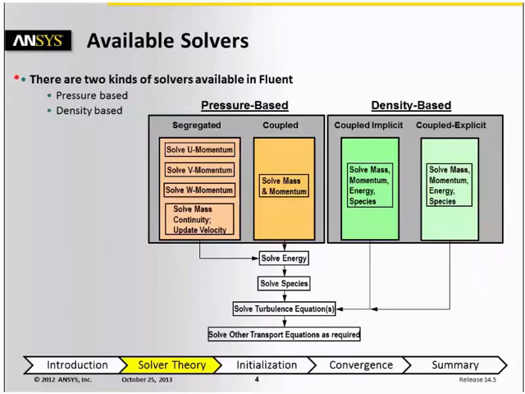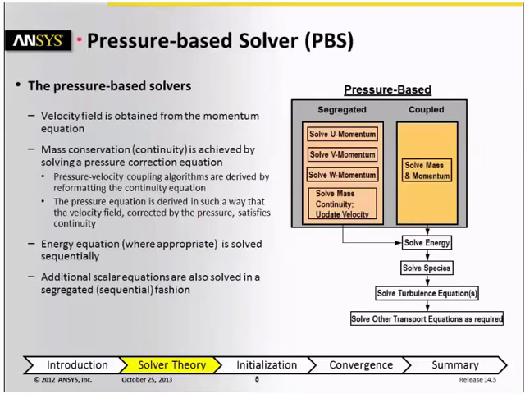In Fluent, there are two kinds of solvers available, the pressure-based solver and the density-based solver. These are indicated in the diagram to the right. In the next slides, we're going to discuss the individual items in the diagram in much more detail. We'll begin with the pressure-based solvers, for which the training materials and documentation sometimes use the acronym PBS.